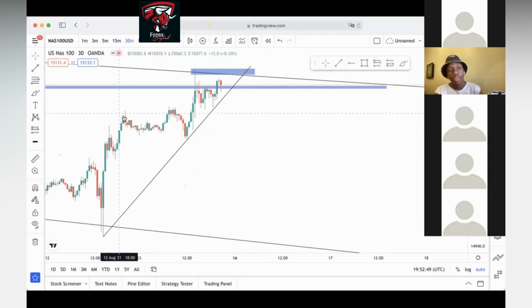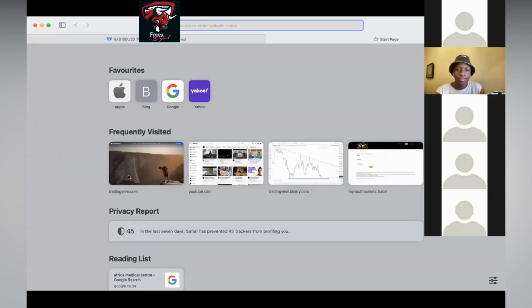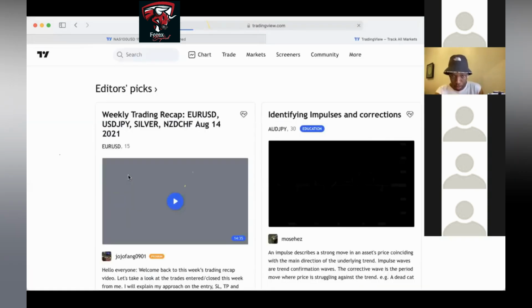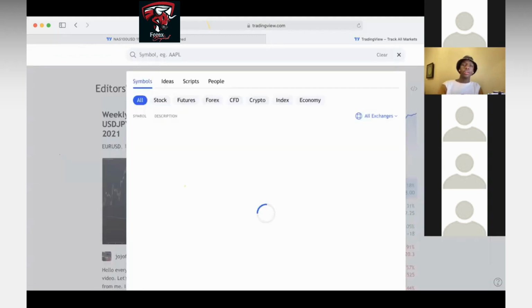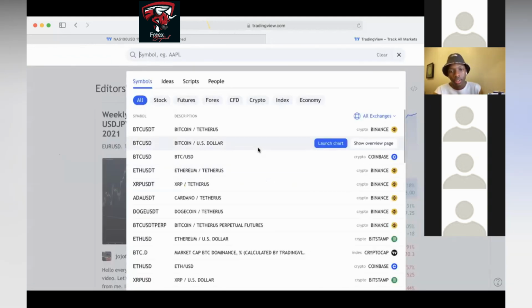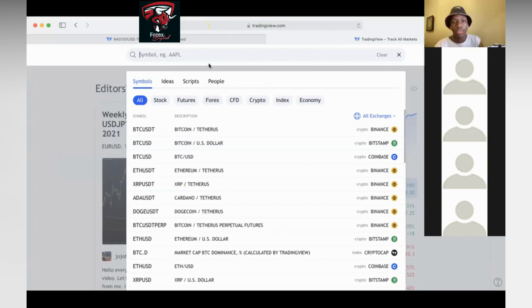Can we do a currency pair? Right. Let's do a currency pair. Give me a pair. Currency pair. GBPUSD. Right, GBPUSD.